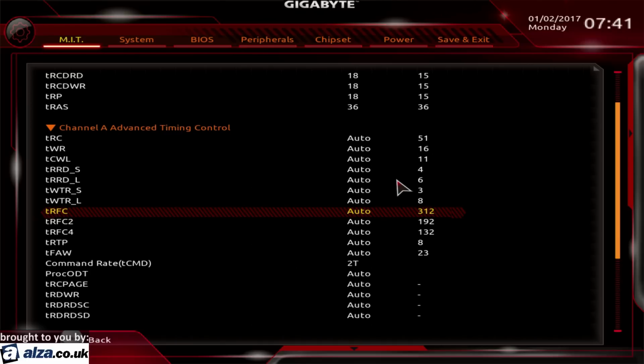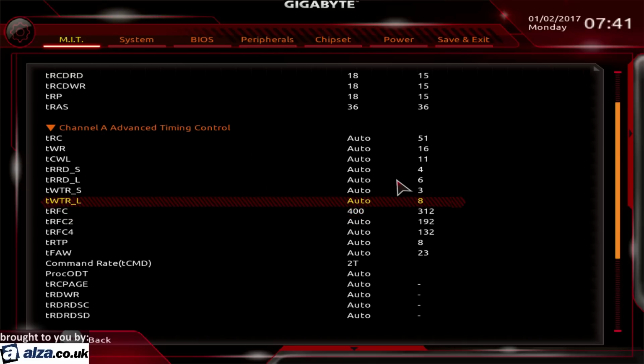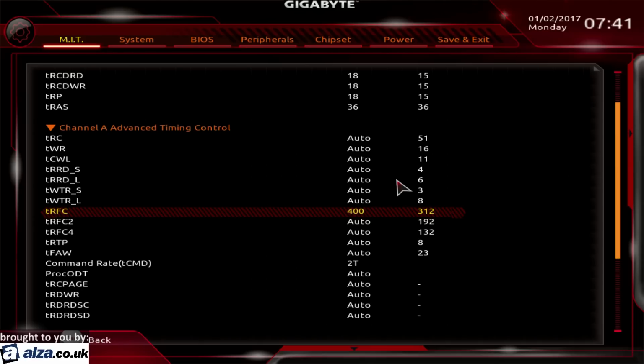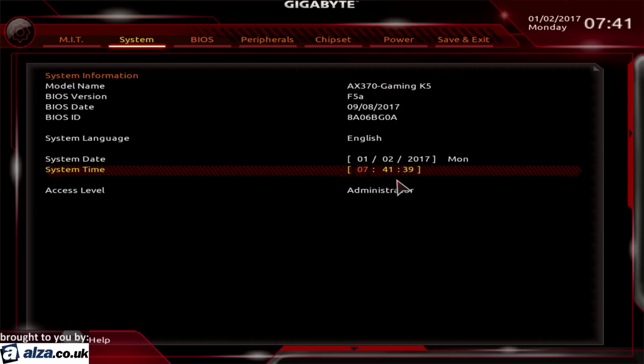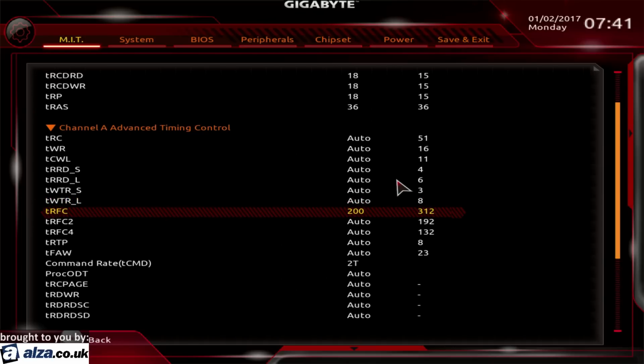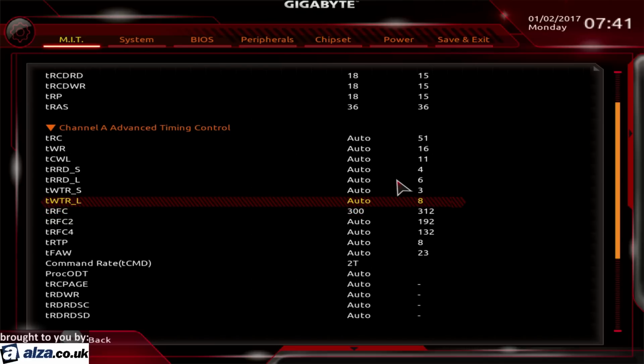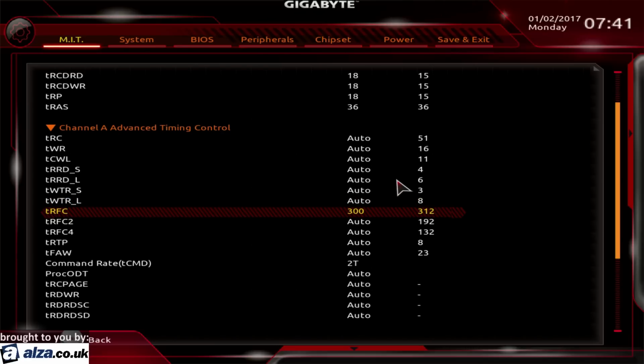Generally speaking, motherboards will set this high automatically, into the 400 plus range, depending on what frequency you're at. You don't need it that high. On B-Die, you can push it as low as the 200 range, like 200, 220, 240. But on most other memory ICs, you're going to end up around 300. If you're struggling with stability, you might want to go up to 400.